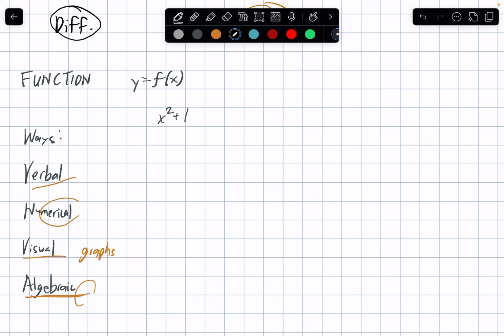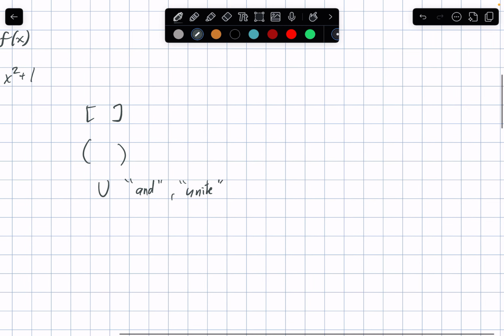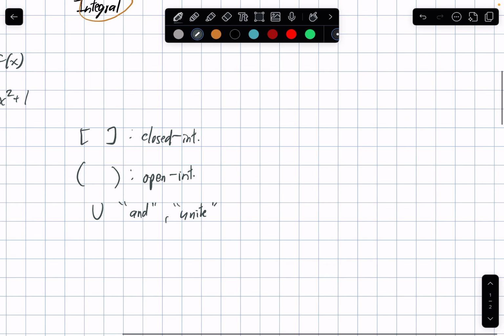So for interval notation, we have brackets, we have parentheses, as well as set union. The union symbol means 'and' or 'unite', so we'll see its use later. For a bracket, this means a closed interval, and for parentheses, this means an open interval. In the context of inequalities, when we say closed, the circle is shaded.